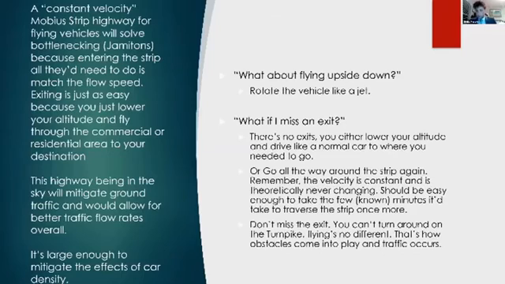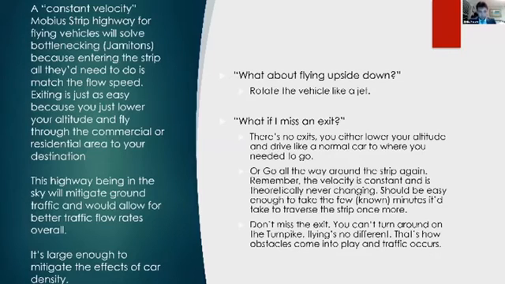One of the problems with the Mobius strip, obviously, is that you'd be flying upside down at some point. So just rotate the car like a jet. If you miss an exit, you can't turn around on the turnpike, so just go all the way around again and get off at the right time.